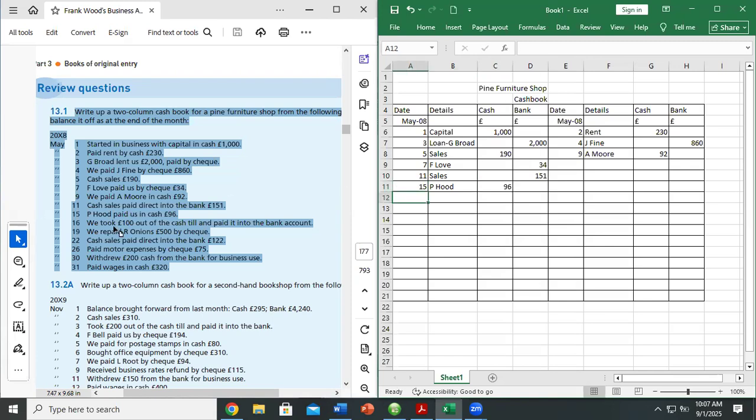16, we took 100 pounds out of the cash sale and paid it into the bank account. Please, professors, let's analyze this transaction. We took 100 pounds out of the cash sale and paid it into the bank account. So what is going to happen? I think Austin will respond to this one. Prof. Austin.